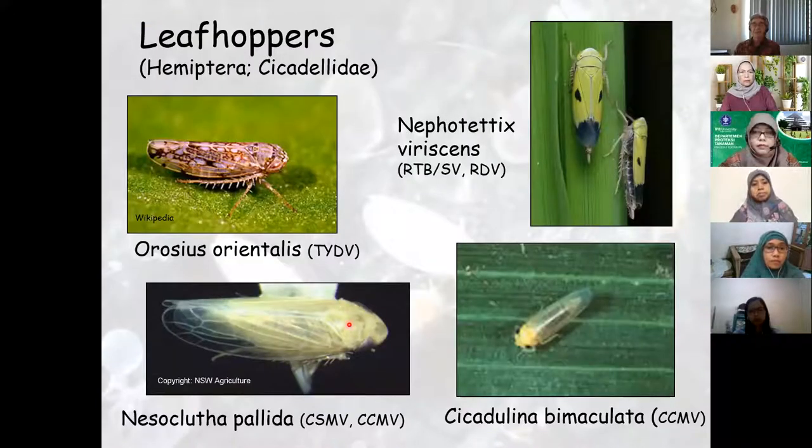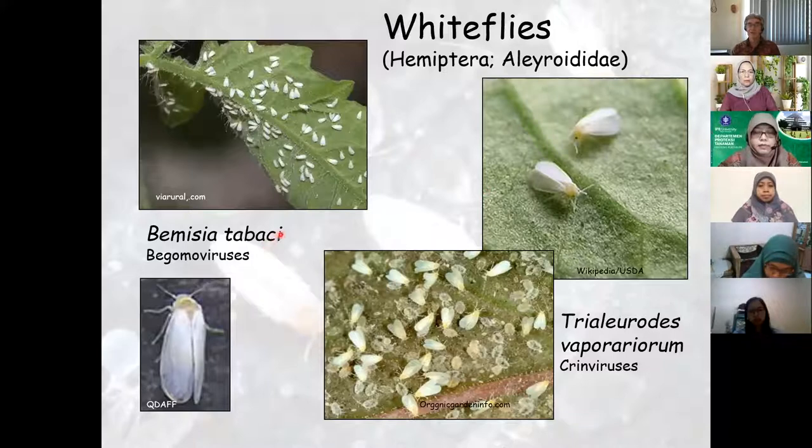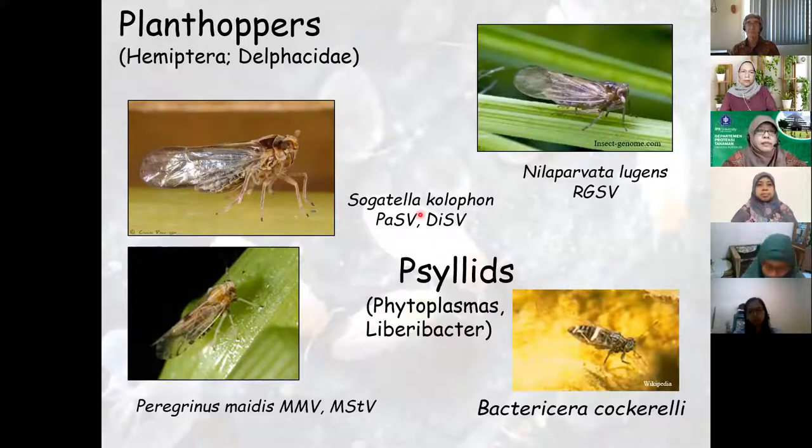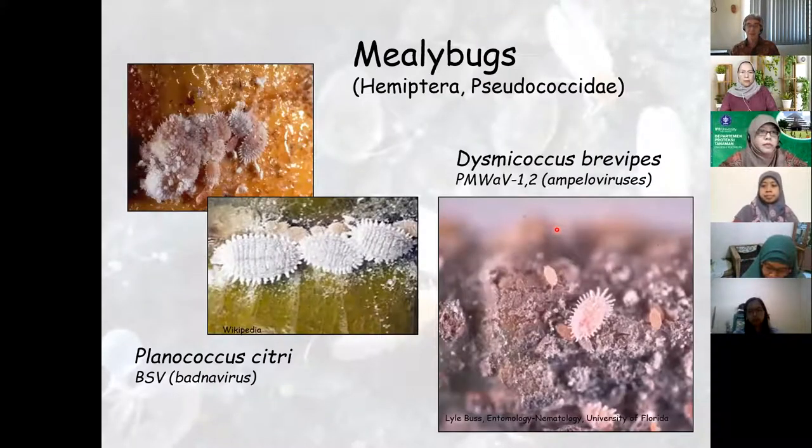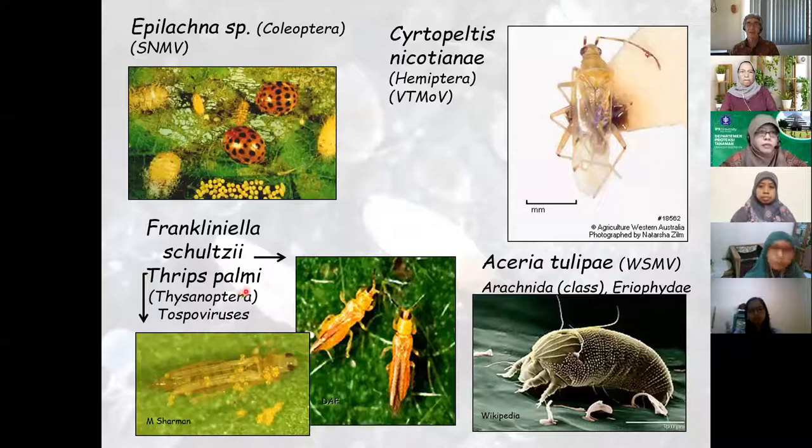So these are examples of the other types of vectors. Leaf hoppers transmitting, for instance, rice tungro virus, rice dwarf virus. White flies, which you would be very familiar with in Indonesia. The two main vector species are Trialeurodes vaporariorum, the greenhouse white fly, and Bemisia tabaci, the tobacco or sweet potato white fly. Plant hoppers transmit quite a range of viruses, including, for instance, rice grassy stunt, by Nilaparvata. Mealybugs transmit pineapple mealybug wilt associated viruses, or badnaviruses like banana streak virus. And some are transmitted by beetles, thrips, psyllids, and mites.